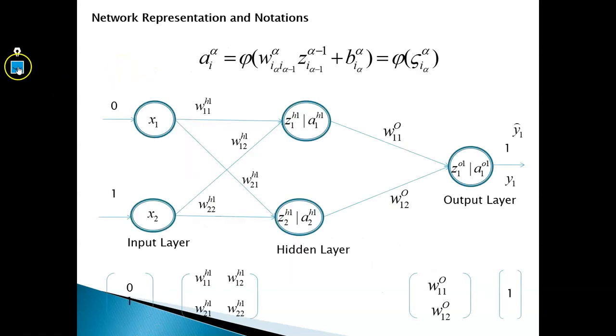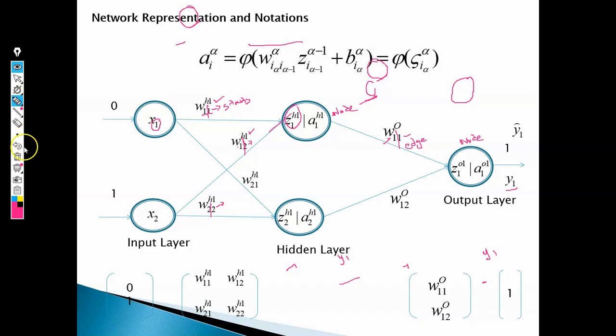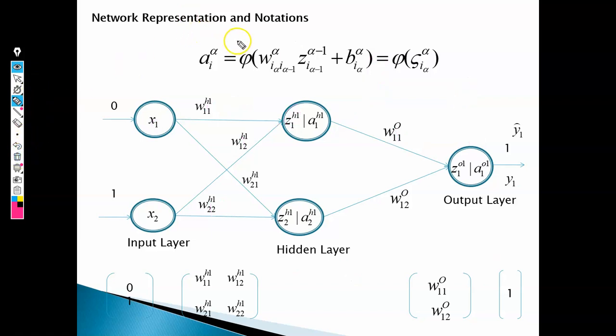So this is the general representation. Already we have seen this is the generic representation. Already we have seen in the previous video the first neuron and the hidden layer. So how can we represent it in a generic way? Usually this alpha represents the layer, and this i represents the neuron.